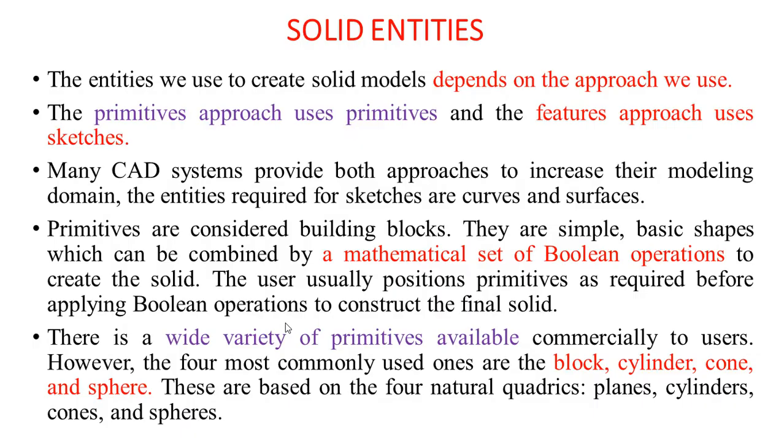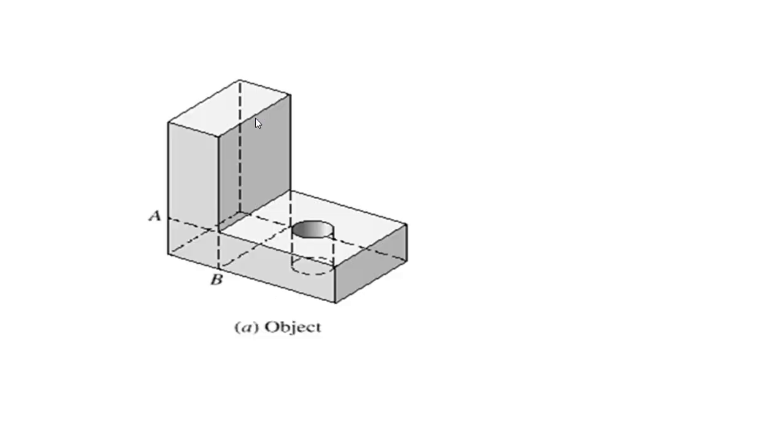Now next is solid entities. The entities we use to create solid models depend on the approach we use. As you know, in unit number 1 under 3D modeling approaches we have learned the different approaches. We know the primitives approach and the feature approach. The primitives approach uses primitives, and the feature approach uses sketches. We already learned this concept in unit number 1. We will just revise this with the help of this example.